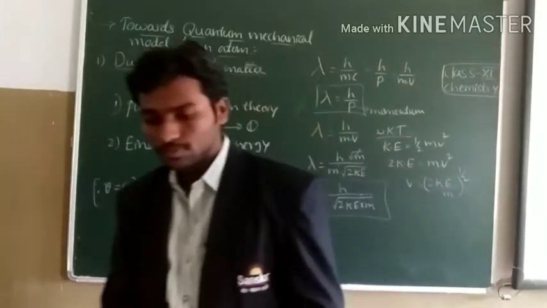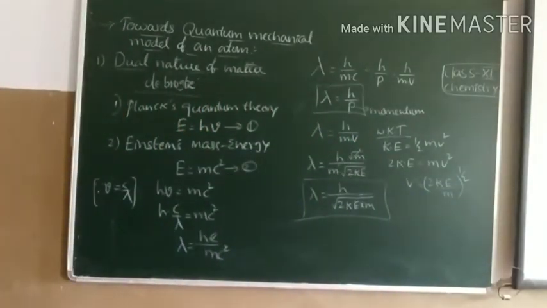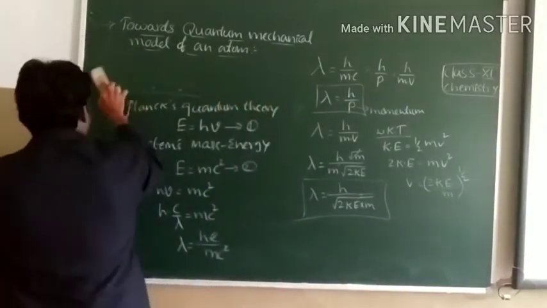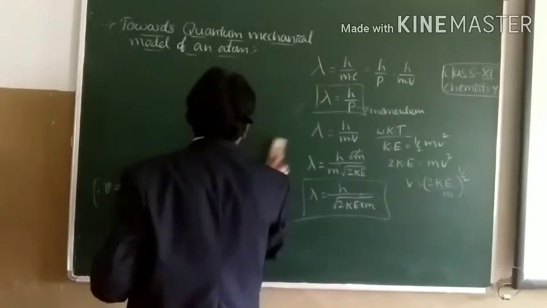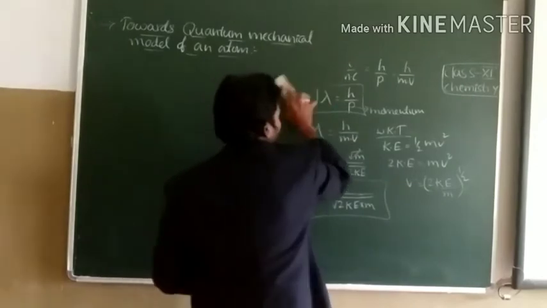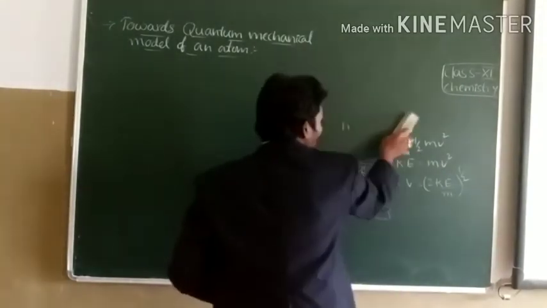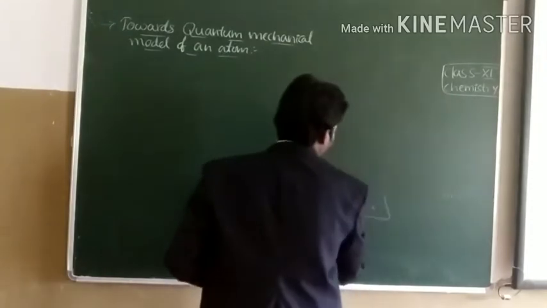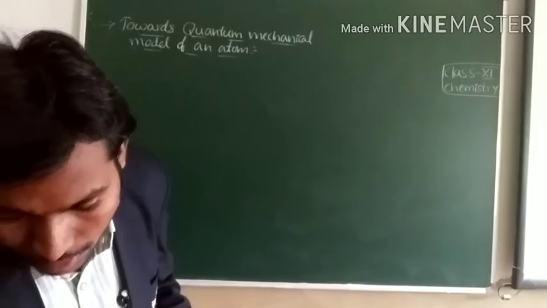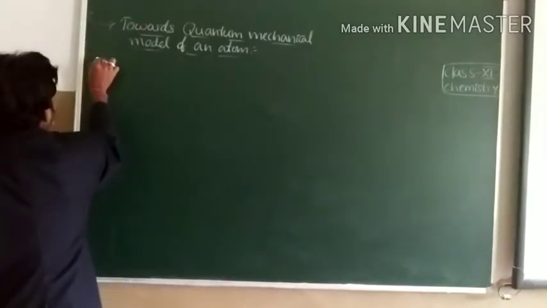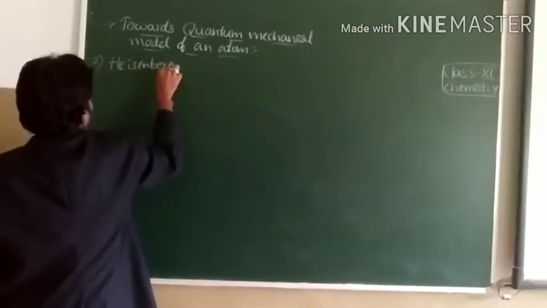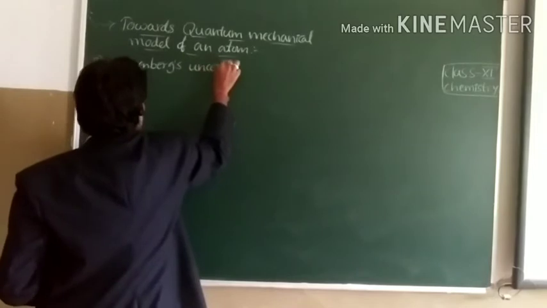Next, let us see Heisenberg's uncertainty principle. We will have problems based on these two theories, children: dual nature of matter and Heisenberg's uncertainty principle. The second theory is Heisenberg's uncertainty principle.